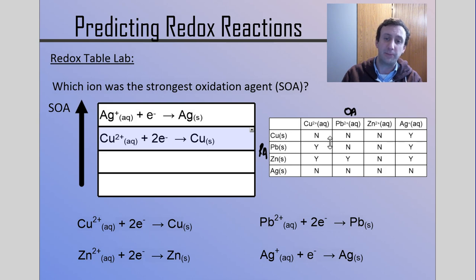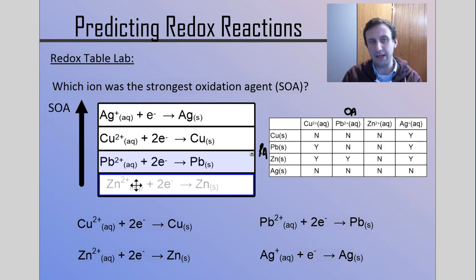So in other words, copper-2 is the second strongest OA, and I know that because it has 2 yeses. It reacted with two different things. Next would be lead-2. It reacted with 1 thing. And then finally, poor zinc ion was just the worst OA, reacting with 0 things. Sorry, it didn't react at all.